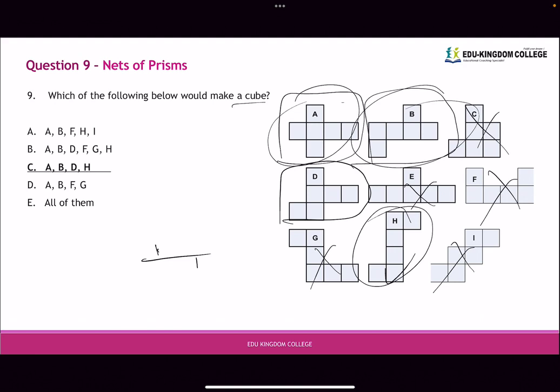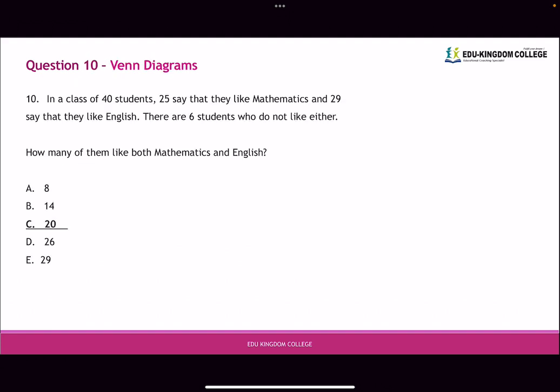It's a little bit special because if you fold this up, you're going to get a kind of shape like that. This is just going to fold in and become that far side square. This here is going to fold in and become the square on the side, and then once you fold this in like this, or that way, it's just going to close up. So D happens to work as well. So A, B, D, and H are our answers, so part C.